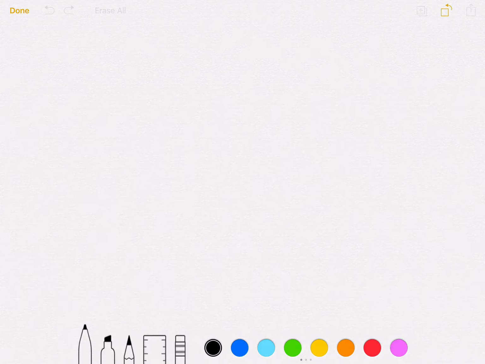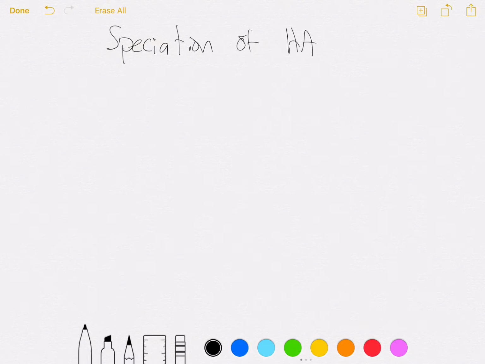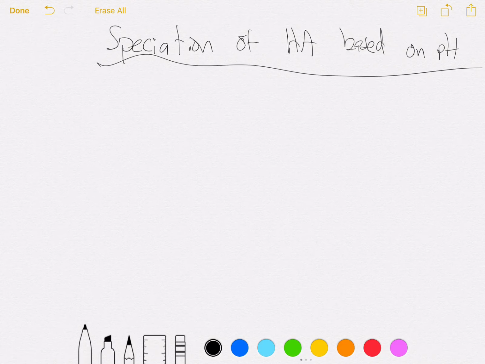The only other thing that we talked about in lecture was the speciation of a weak acid based on pH. Now this is much, much easier because other than phosphoric acid where you have to figure out which dissociation you're talking about, the first, second, or the third, we'll just stick right here in this video with a monoprotic weak acid.